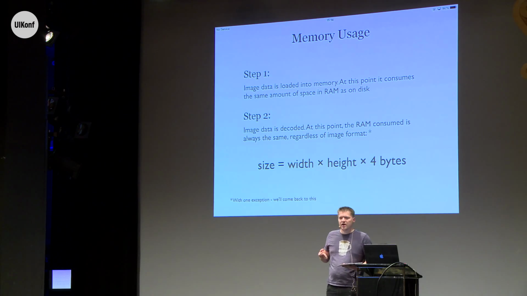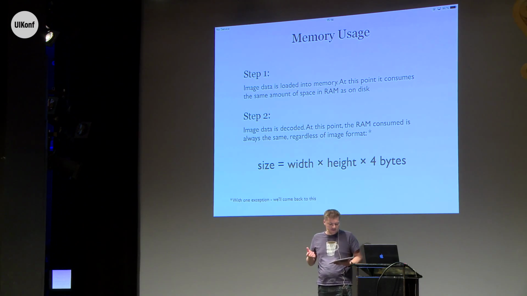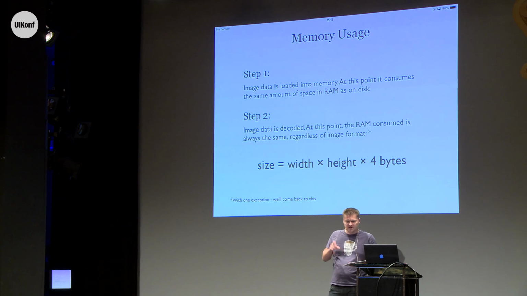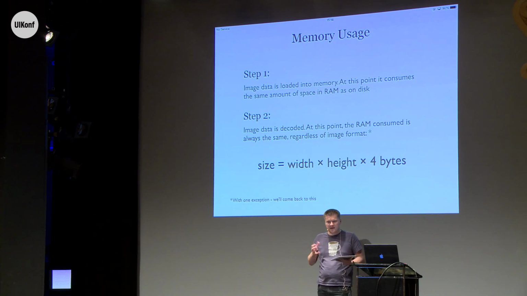Step two, the image is decoded. And this has to be done before the image is actually drawn. And at this point, the RAM that the image consumes is always the same. So for a given image size, regardless of what format, the amount of RAM consumed is always the width times the height times 4 bytes, 32 bits. There is an exception to that. I'll come back to it. But generally speaking, that's the case.